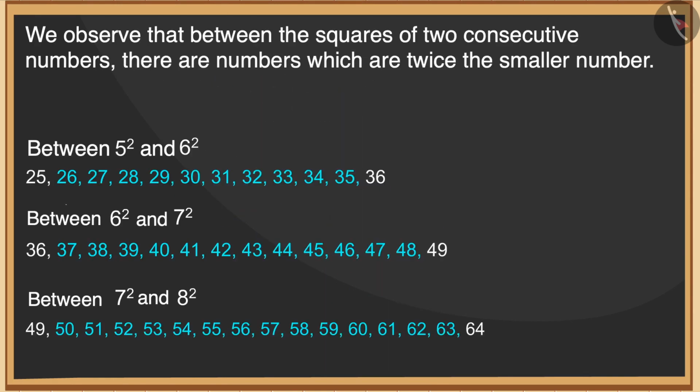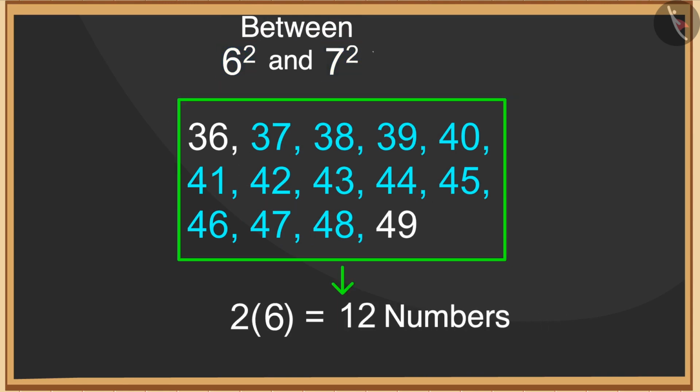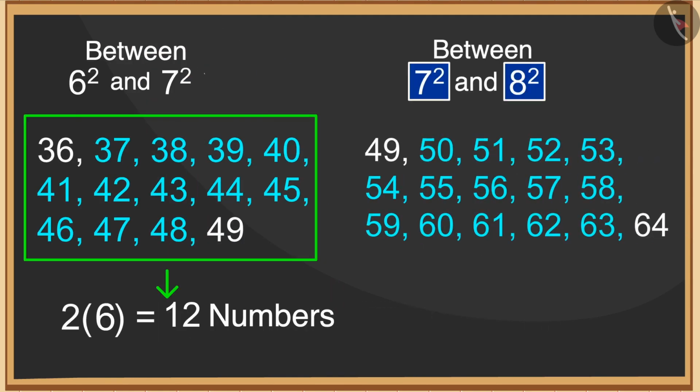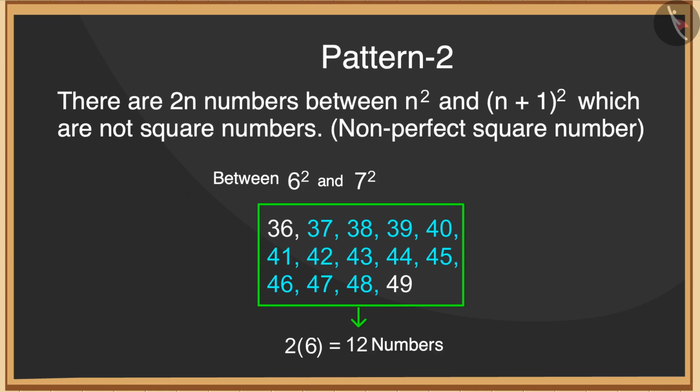Thus, if we observe the squares of two consecutive numbers, we can see that the number of terms between them is equal to twice the smaller number, such as there are 12 numbers between the squares of 6 and 7 and 14 numbers between the squares of 7 and 8. We can also say that between the squares of numbers n and n plus 1, there are 2n numbers which are not square numbers or non-perfect square numbers.